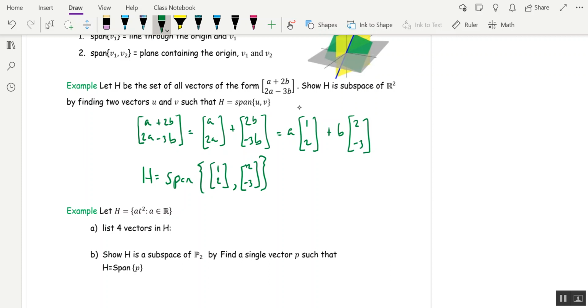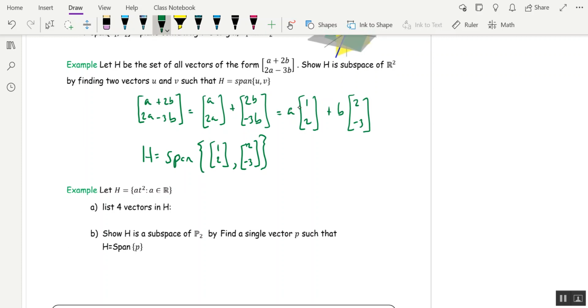Okay, and here's another one. H is the set of these vectors. These vectors live in P2. We want to show H is a subspace, not just a subset. So list four vectors in H. Well, I could take A to be 0, the zero vector is in H, and then I could take A to be 1, t squared. I could take A to be negative 1, negative t squared. I could take A to be 2, 2t squared. All multiples of t squared are going to be in H.